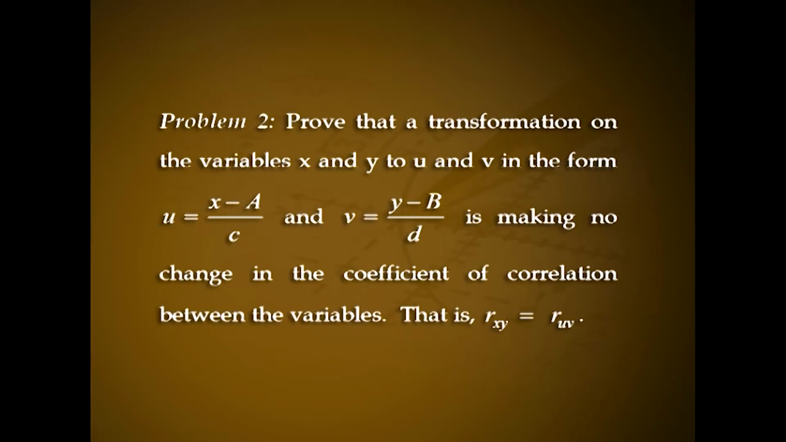Problem 2. Prove that a transformation on the variables x and y to u and v in the form u equal to (x minus a) divided by c and v equal to (y minus b) divided by d makes no change in the coefficient of correlation between the variables. That is, Rxy is the same as Ruv.